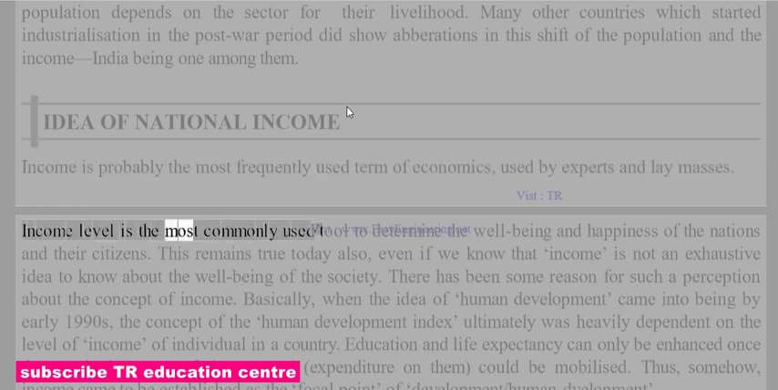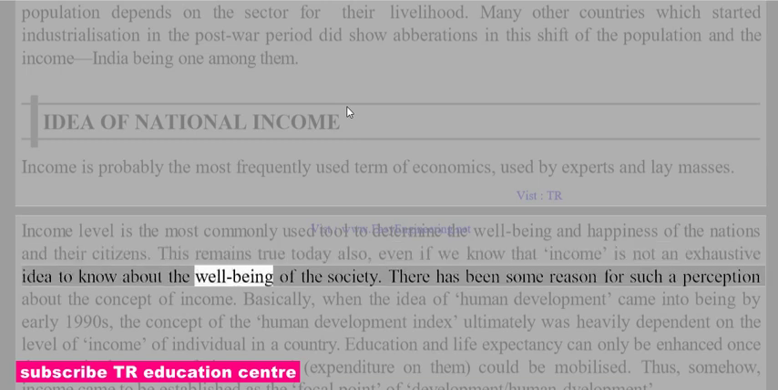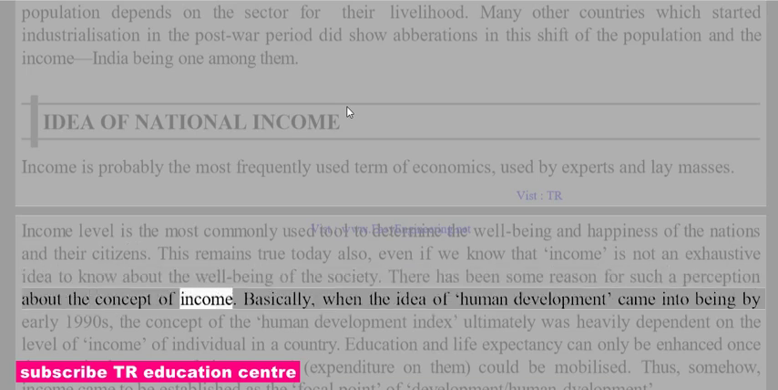Income level is the most commonly used measure of the well-being and happiness of nations and their citizens. This remains true today also, even if we know that income is not an exhaustive idea to know about the well-being of society. There has been some reason for such a perception about the concept of income.